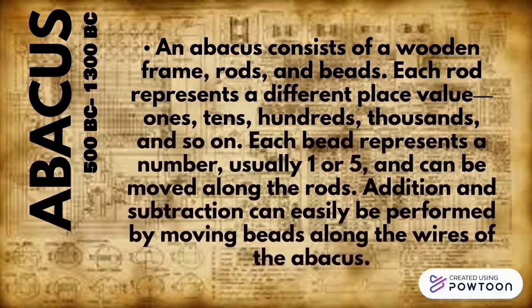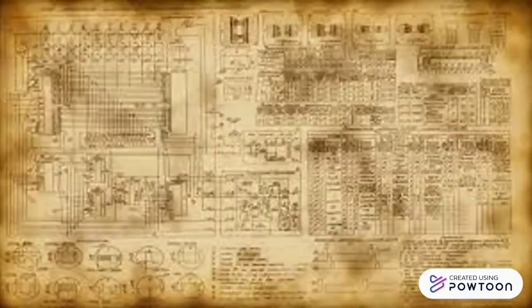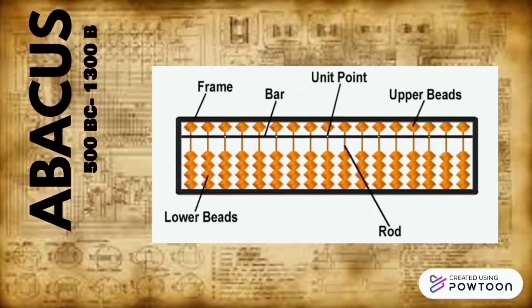Each rod represents a different place value: ones, tens, hundreds, thousands, and so on. Each bead represents a number, usually 1 or 5, and can be moved along the rods. Addition and subtraction can easily be performed by moving beads along the wires of the abacus.